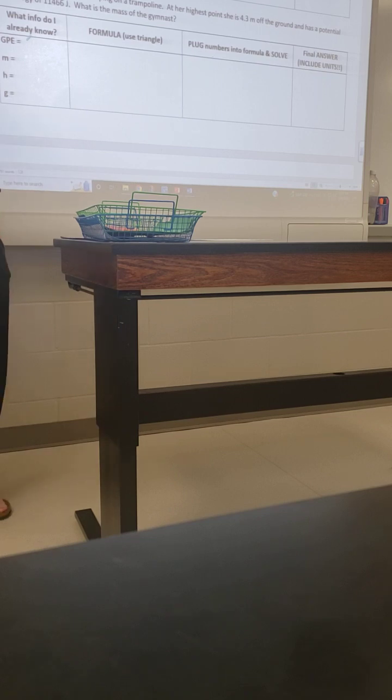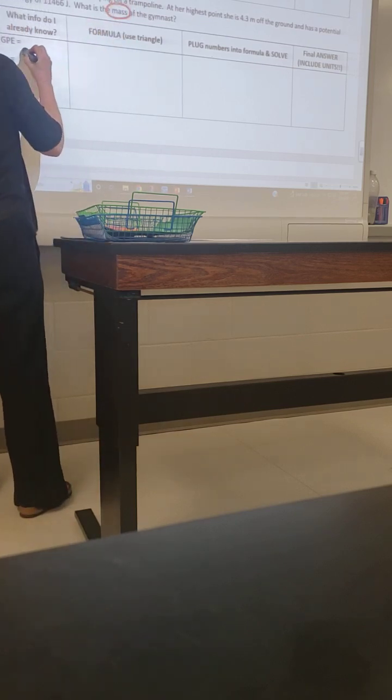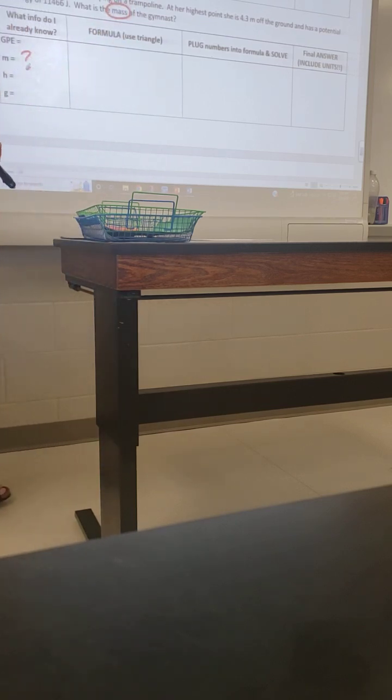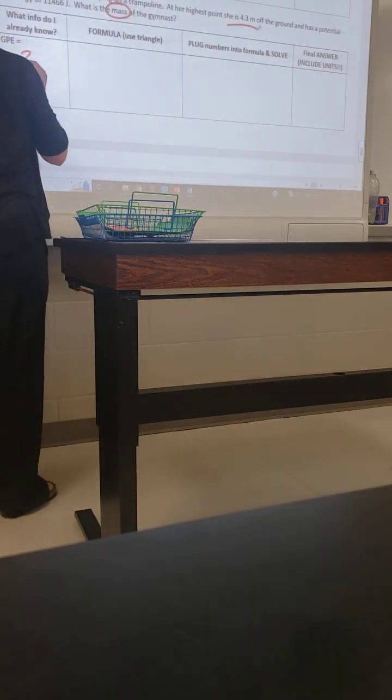What are we solving for though? Yep. What's it want us to find? Mass. Perfect. So let's circle that. That becomes my question mark, my great unknown. So Howard, what is something that is given to us that we underline? The height's 4.3. Good. 4.3 is my height.